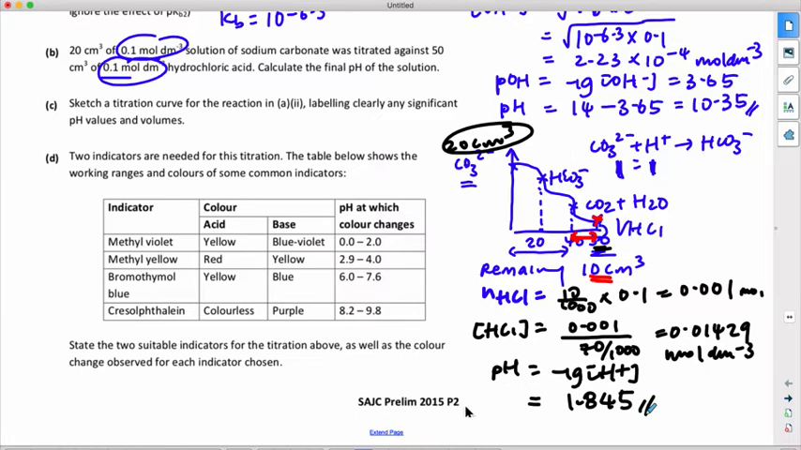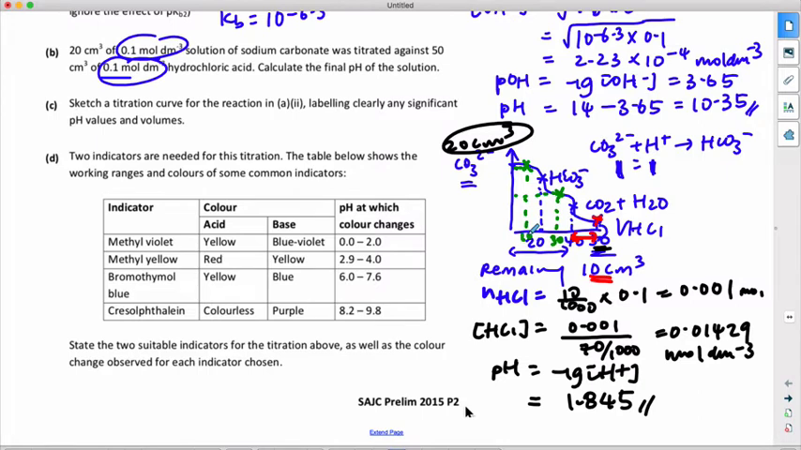So actually, I'll sketch the curve. What are the important points that we are looking at over here? We are looking at the equivalence point, right? The max buffer, sorry. These are the important points. This part is 30, and this part is 10. We are looking at these 2 points. Those 2 points are what I call the maximum buffer.